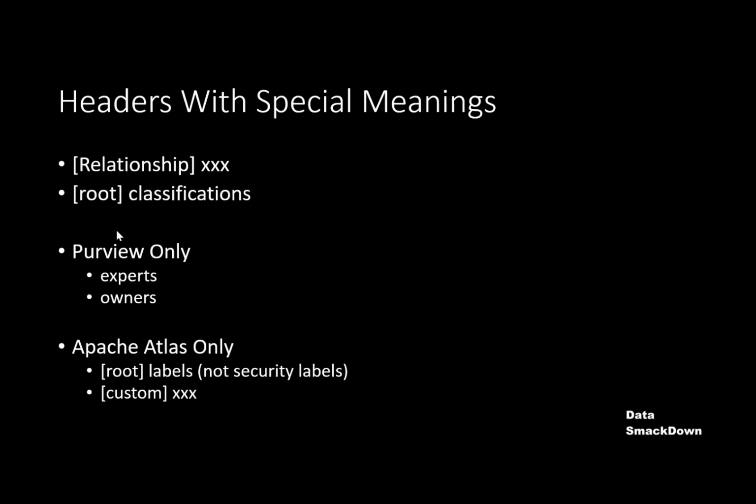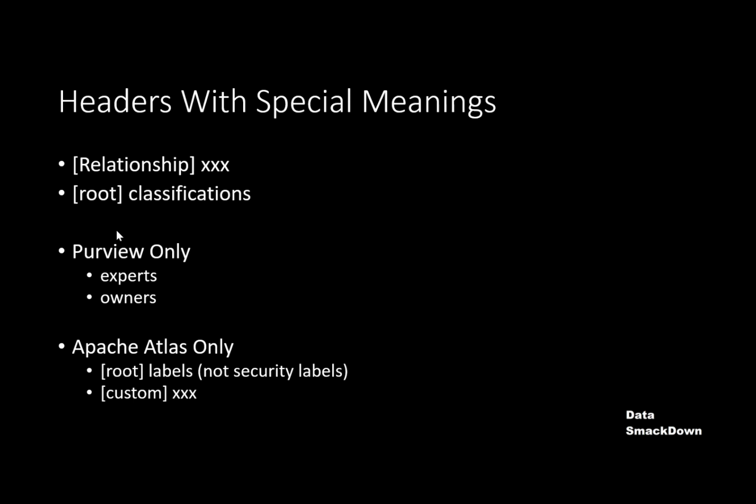We talked about the headers, right? And each header that we added was essentially an attribute. So by default, if you add any other column outside of type name, qualified name, and name, those are assumed to be attributes by default. There are a handful that have special meaning. We're going to explore all of these, the first starting off with the relationship header.